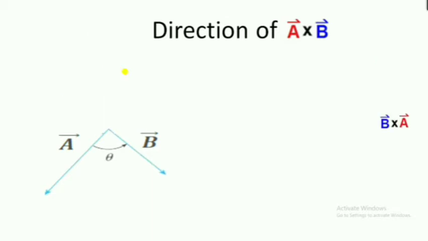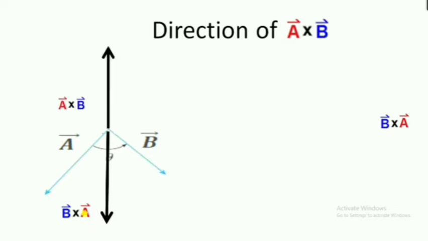Now if you want to find B cross A, you have to curl your fingers from B to A. Out here you can see, on curling the fingers from B to A through the smaller angle, the direction will be downward. So B cross A is downward. A cross B is upward, B cross A is downward. So in vector product, A cross B and B cross A are not equal.